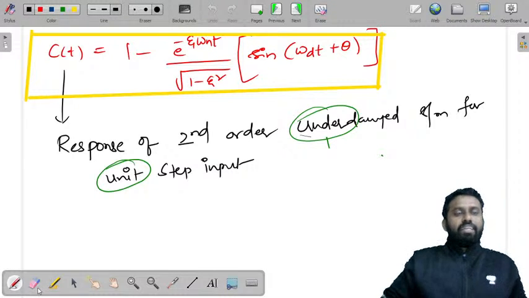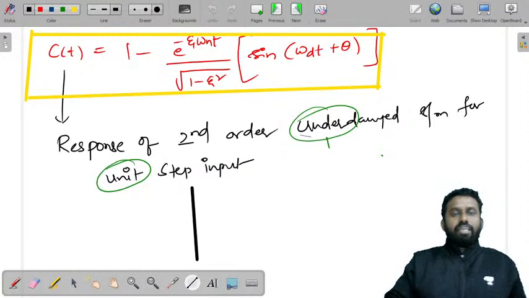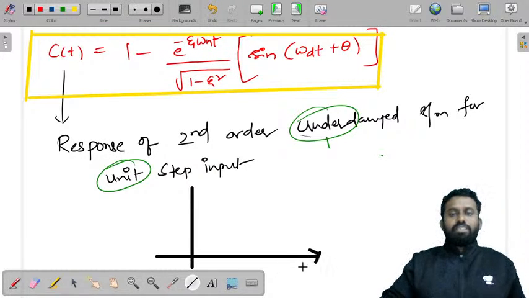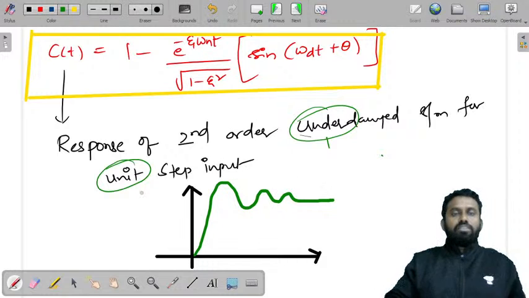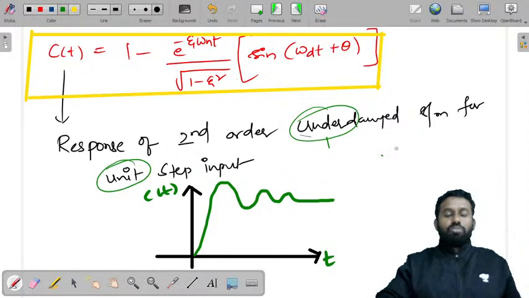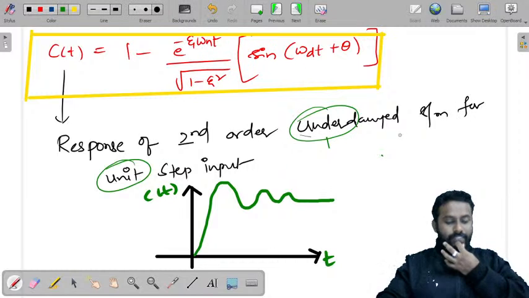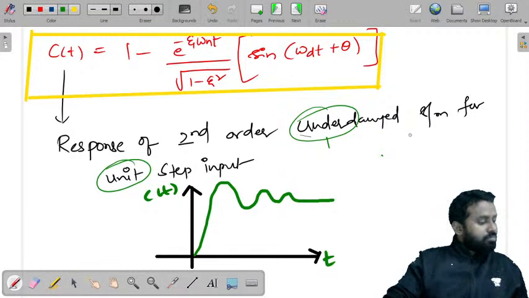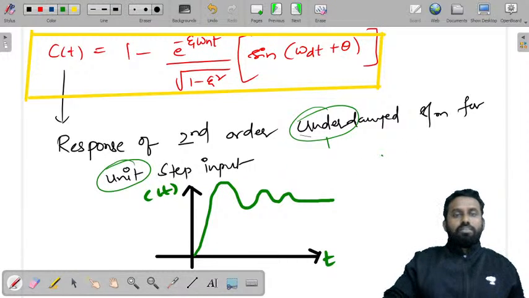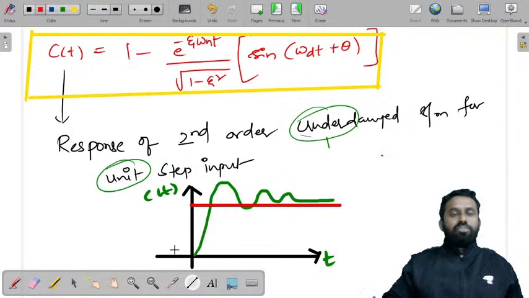And because this is an underdamped system, its response would be something like this: c of t versus t. Exponential and sinusoidal, both if you just multiply, you get this. So you can also take the input something like this and you find this error.